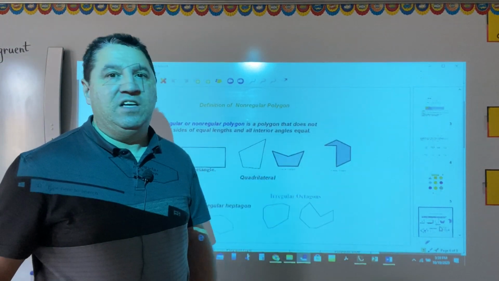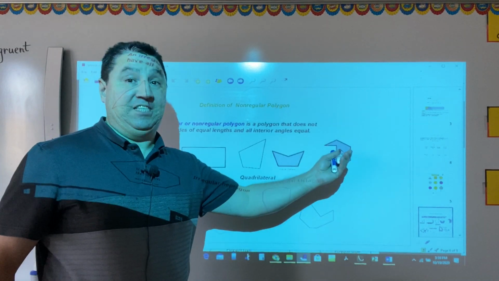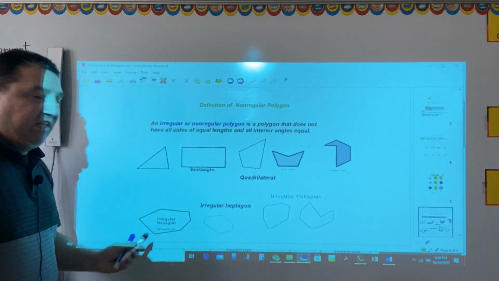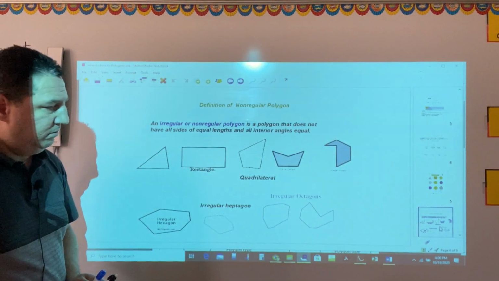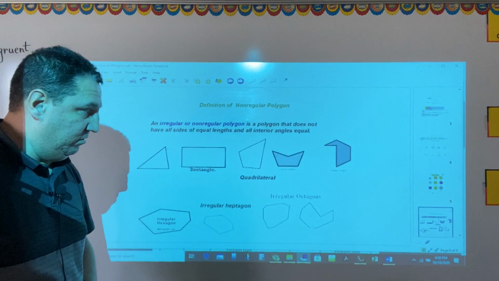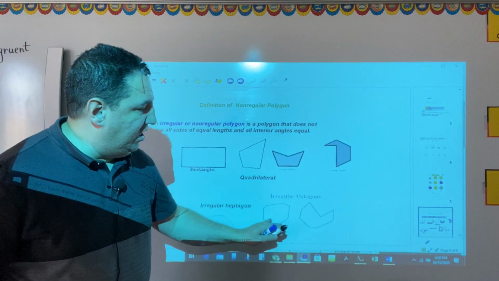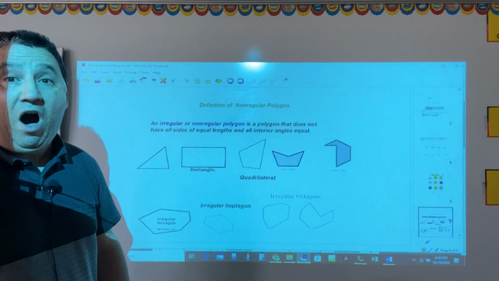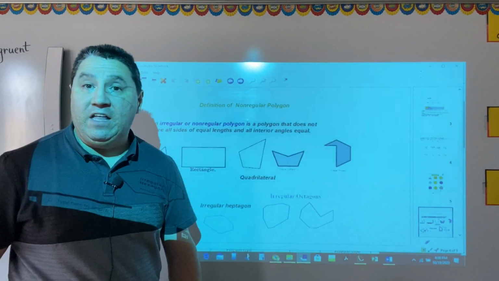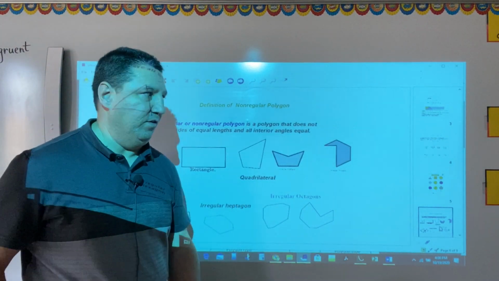This one is an irregular hexagon. Both, in fact, are irregular hexagons. This is a so-called irregular heptagon. And these two are irregular octagons. Why? Because they have 8 sides that are different.